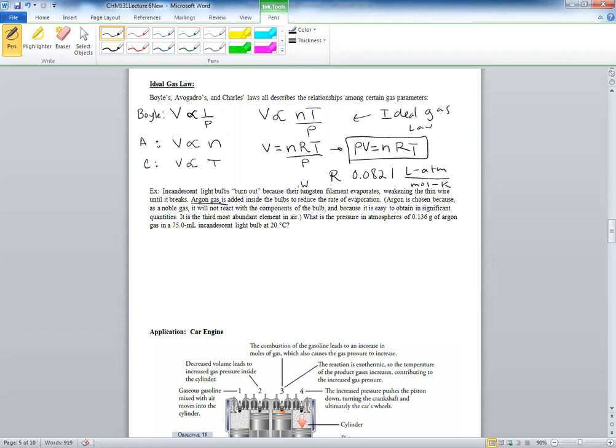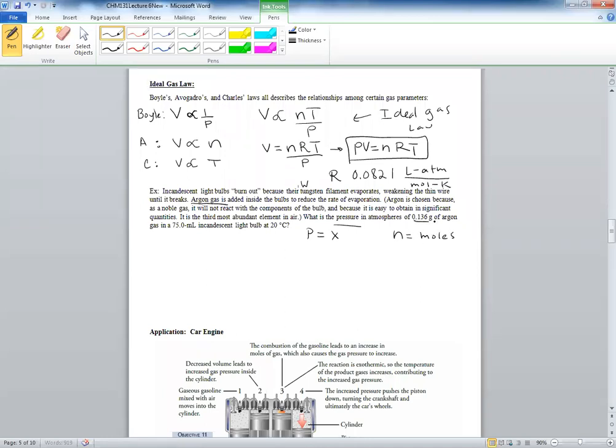Nevertheless, let's actually look at how we solve this problem. It says, what is the pressure in atmospheres of 0.136 grams of argon gas in a 75 mL incandescent light bulb? Good. So we're looking for P. Pressure is unknown. Therefore, we're going to need this equation. But before we start plugging it in, we have to be aware of one thing, is that we need n. That's the moles.